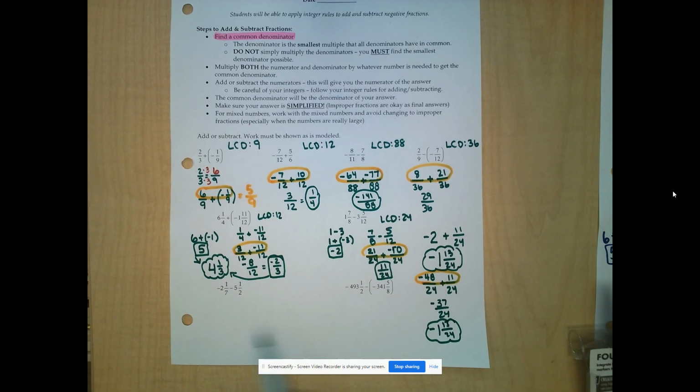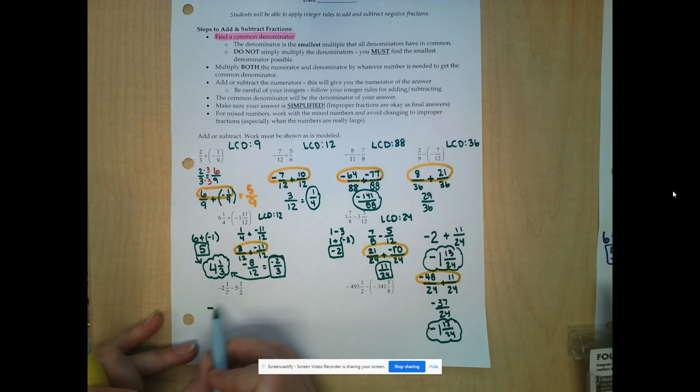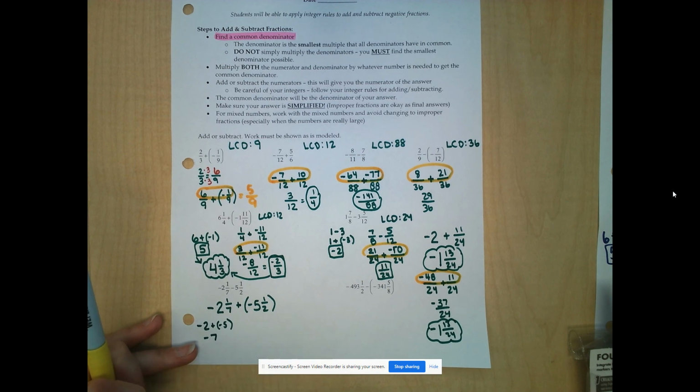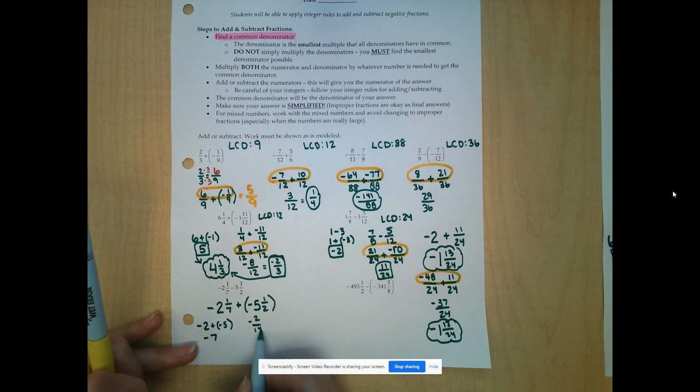Last but not least, I'm just going to rewrite these two at the bottom and not do all of the steps out. Negative 2 and 1/7 plus, and I'm going to switch this, right, to a negative 5 and 1/2. Because I'm adding two negatives, it's going to add just as if they were two positives. I've got the negative 2 and the negative 5 makes negative 7. I've also got to combine the 1/7 and the 1/2, negative 2/14 and negative 7/14.